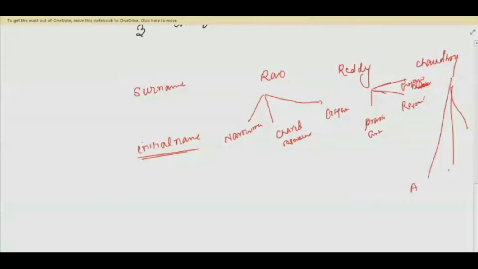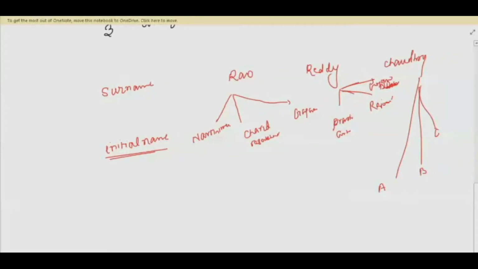Now suppose Chaudhary, A Chaudhary, suppose B, I am writing names randomly, suppose C. Just try to understand here: to write a full name, your initial name is the physical cell ID. This cell ID belongs to which group? That is the surname.